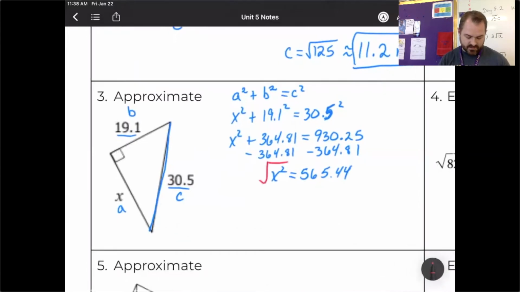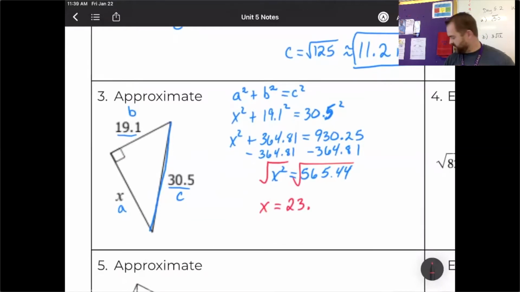This time we get to use that feature of our calculator. We can do the square root of 565.44 and round to the nearest tenth. When I do that, I get 23.778982232, rounded to the nearest tenth makes it 23.8.